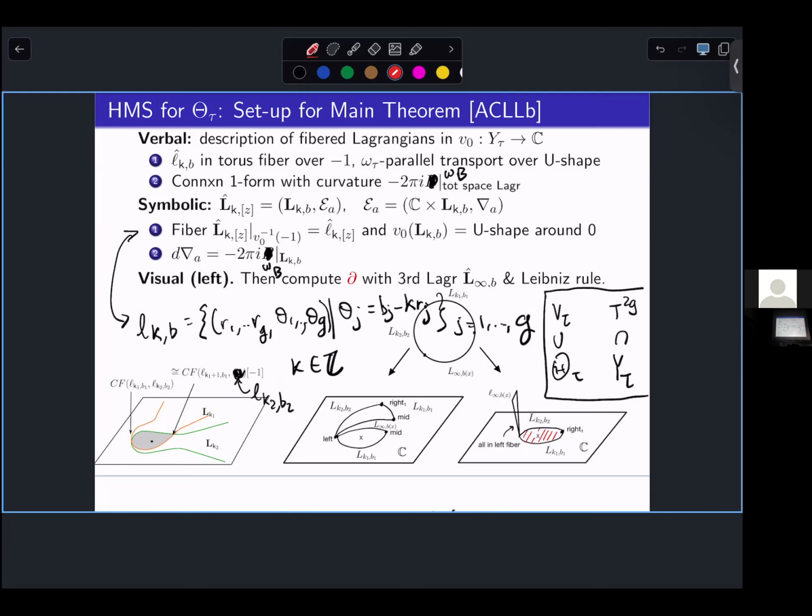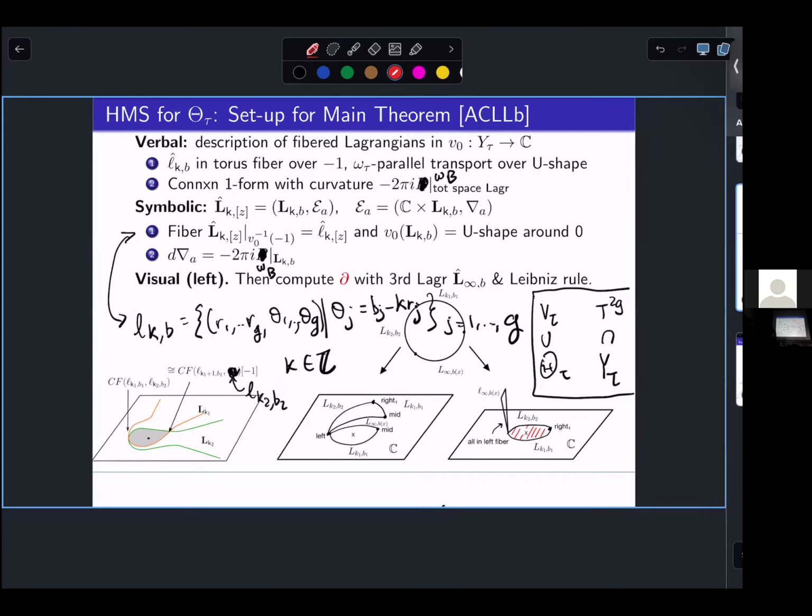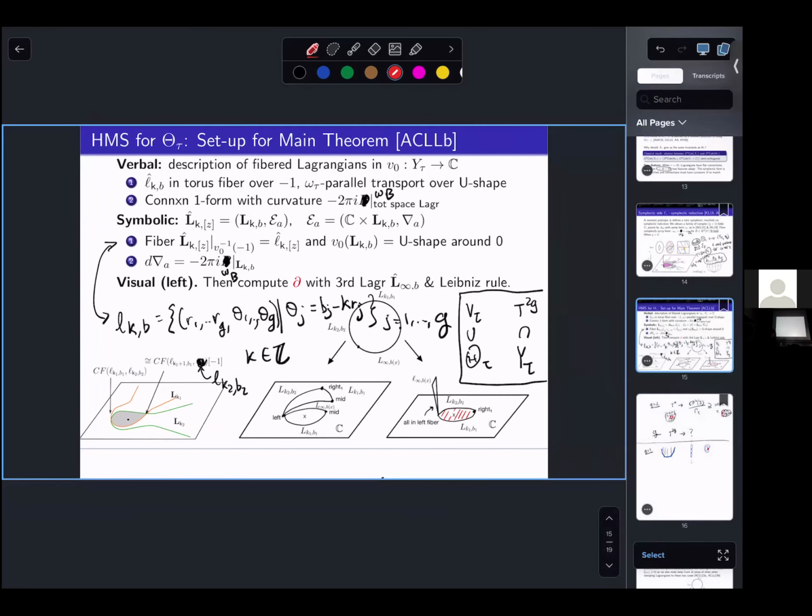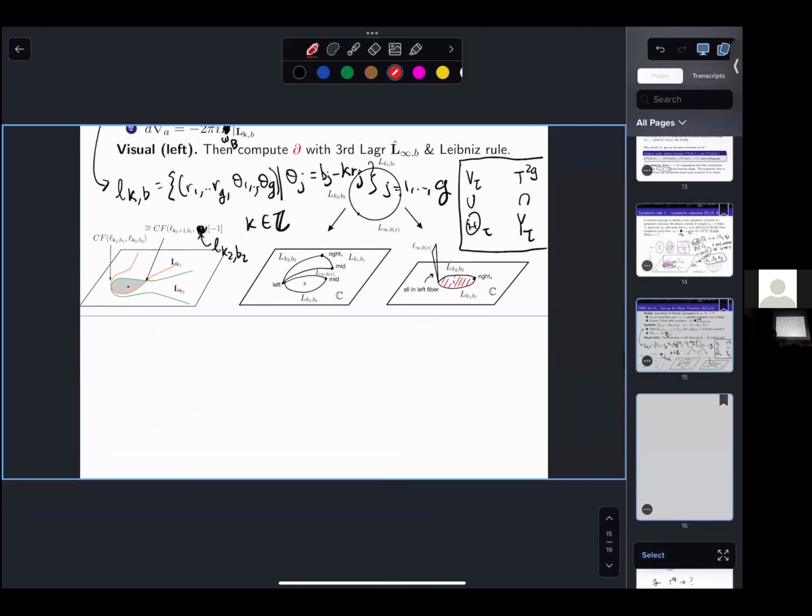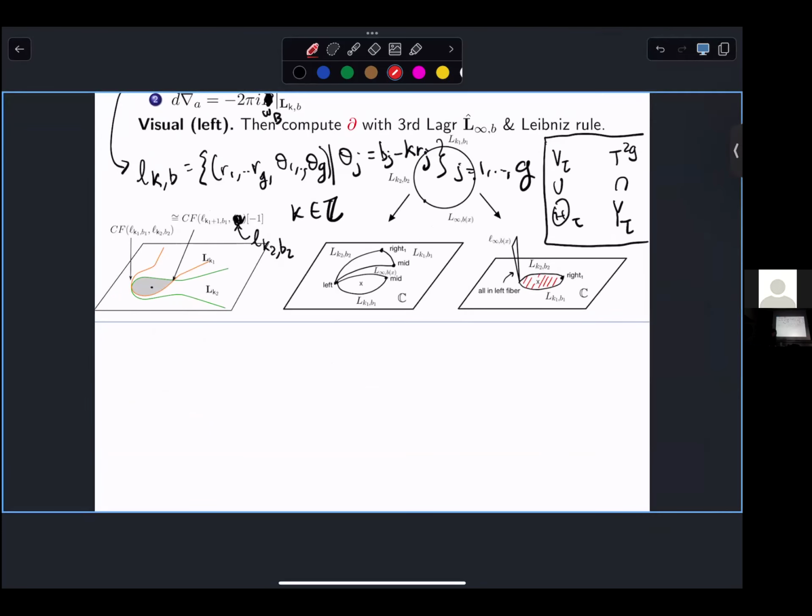Yeah, so this is like, let's see, we have a count of these disks. This is L infinity, this is LK1, this is LK2.